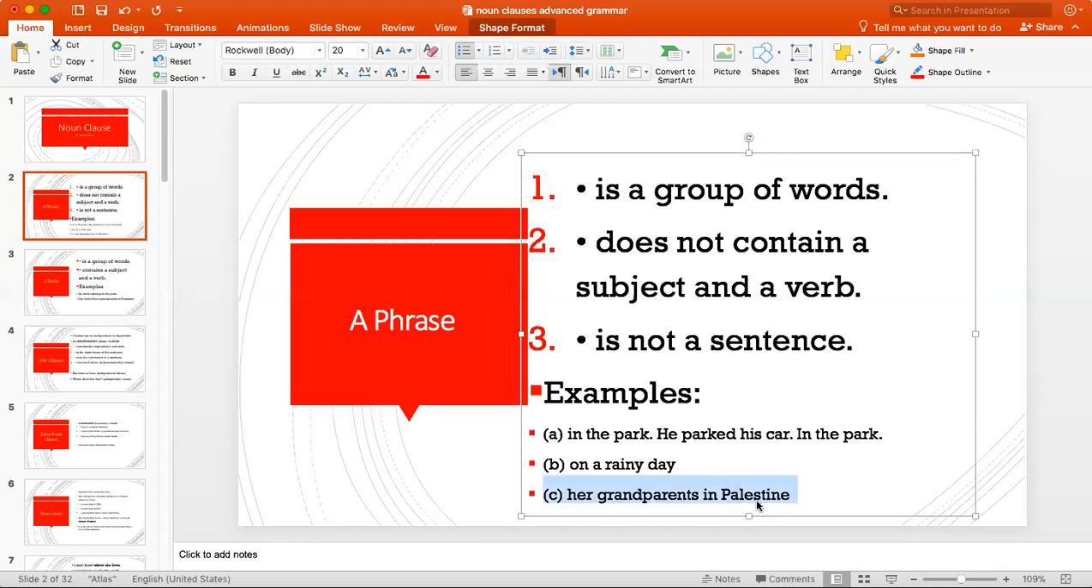I know many non-native speakers, especially Arab speakers of English, usually drop the verb to be because it basically doesn't exist in Arabic. So many students will be saying her grandparents in Palestine. This is wrong. Her grandparents are in Palestine, lived in Palestine, live in Palestine, will be living in Palestine. There must be a verb for this to be correct. That's why notice the examples here, they don't start with a capital letter and they don't end with a full stop because we don't have a main clause.